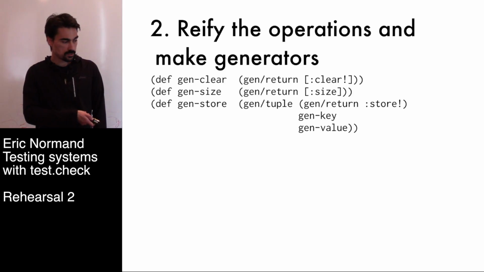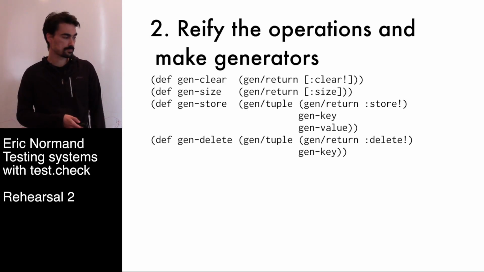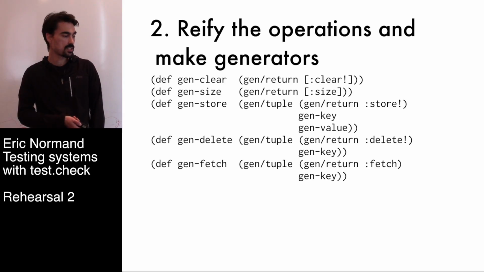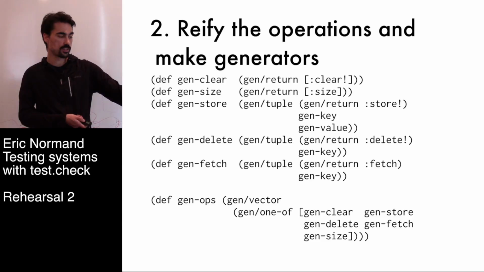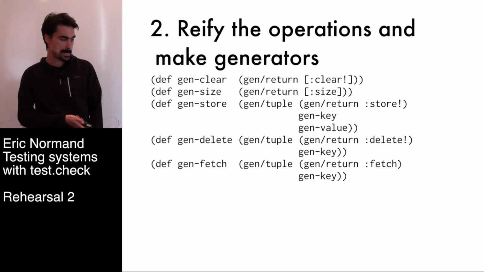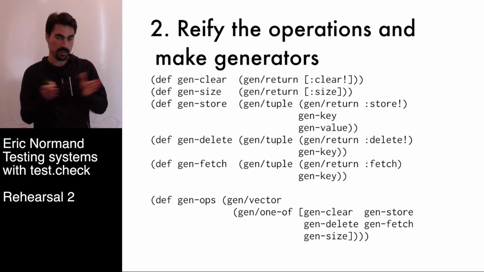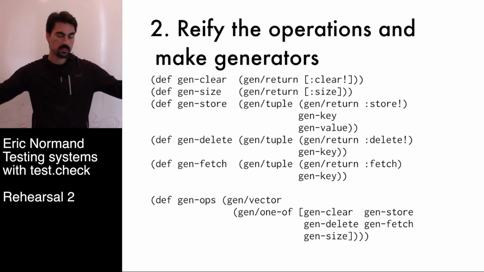Now store is going to return a tuple, and the first thing in the tuple is the keyword store. Second thing in the tuple is a key. Third thing is a value. And of course, they're random. Delete is a tuple with delete and a key. We don't need a value for the operation of delete. Fetch needs a key. And then we're going to make a vector of these. Now, one-of will randomly choose one of these generators and then generate a value from it. So we're going to get a random vector of all of these operations. Cool. So a sequence of operations. The length of the vector is random, and the particular operations and their order, that's all random.